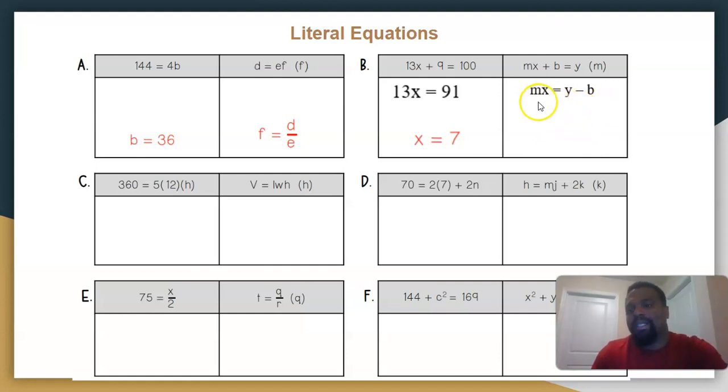Now to get M by itself, we've got to get rid of X. This represents multiplication, so we need to do division. So for M, we have M equals Y minus B over X.